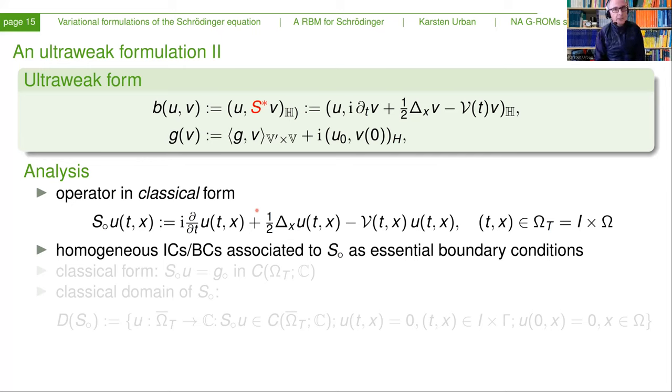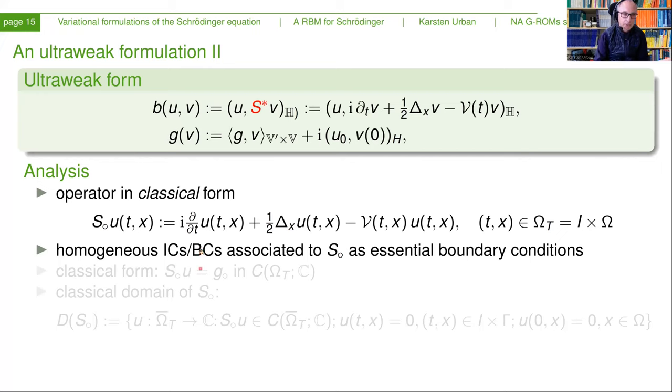Okay, so there is a method introduced in an earlier paper by Wolfgang Dahmen and others to analyze such a form. And it starts with considering the operator in classical form, so pointwise form. So you see here t and x are in the space-time cylinder. And this is meant to be pointwise. You see all the derivatives are in place where they originally were. And the next point is also important, that all homogeneous initial and boundary conditions are associated to this operator in classical form as essential boundary conditions. So the operator does not only consist of the PDE operator, but it also includes initial and boundary conditions.